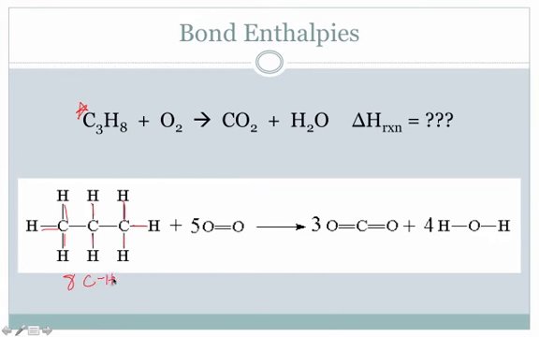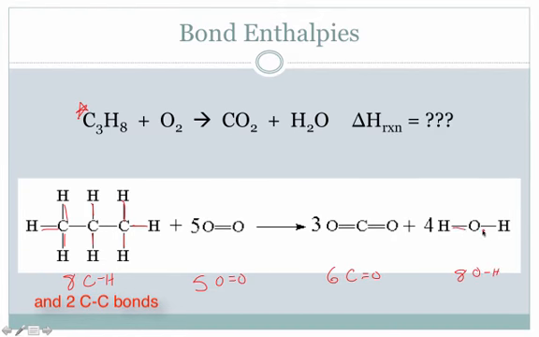8 carbon to hydrogen bonds. That O is actually double bonded together to give us 5 oxygen to oxygen double bonds. We then create on this side a bunch of carbon-oxygen double bonds in our CO2, which means we're going to get 6 carbon to oxygen double bonds. And then finally here, we get oxygen to hydrogen bonds in water. We're going to get 8 oxygen to hydrogen bonds here.